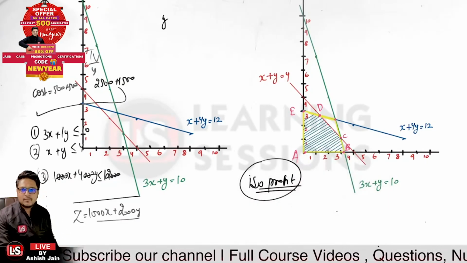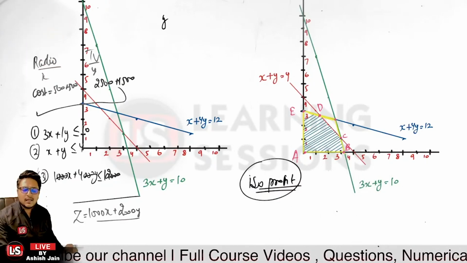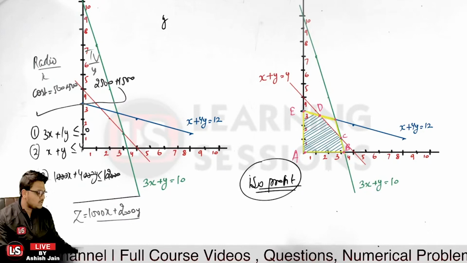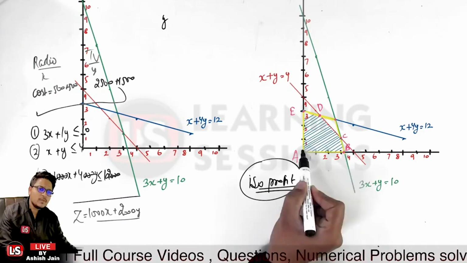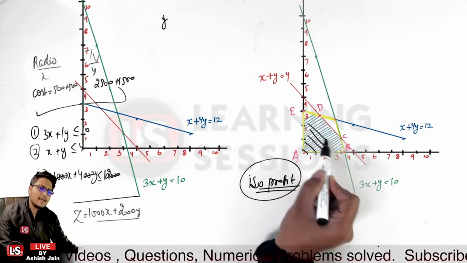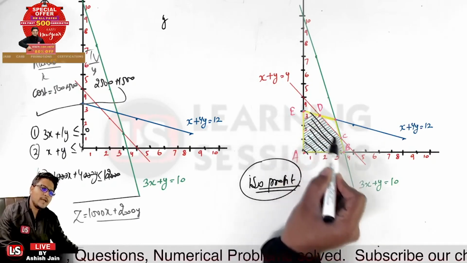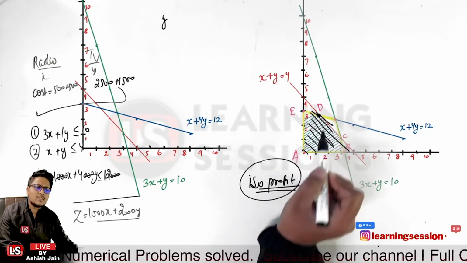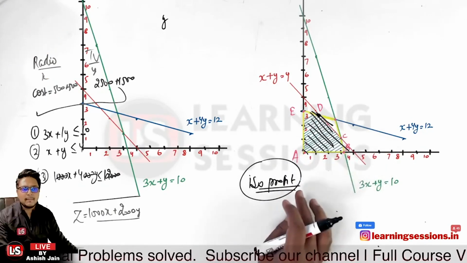Now what is ISO profit? ISO profit is basically a line. We will be starting from the point over here, and it will be parallel to this particular line. And at the point over here where it will be cutting the D point, that will be the maximum, that will be the point where we'll be having the maximum profit.